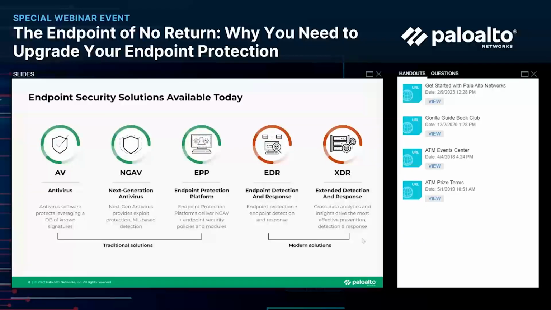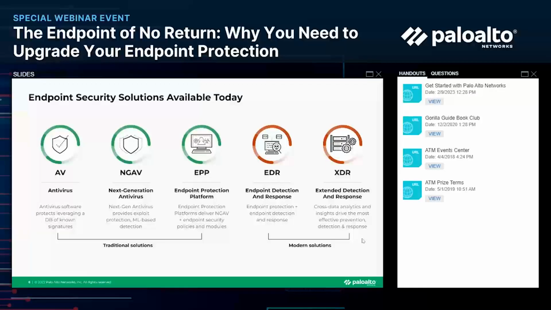Several decades after the introduction of antivirus software, the concept of next generation antivirus was introduced to combat new forms of malware. Next gen antivirus protection uses machine learning and behavioral threat protection to offer far more sophisticated protection than an antivirus solution alone. So, these are seen as traditional solutions that have somewhat evolved over time to try and keep up with threats.